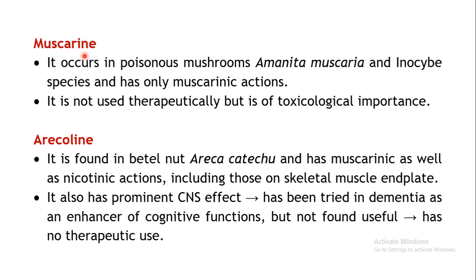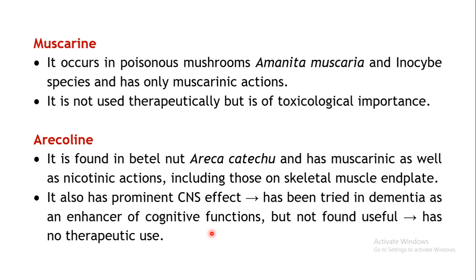Then the next is muscarine. It is obtained from the poisonous mushrooms Amanita muscaria or Inocybe. It's actually only of toxicological importance. Arecoline is obtained from the betel nut Areca catechu, and it also produces all the muscarinic as well as nicotinic effects. This also has prominent CNS effects, because of which it is tried in the treatment of dementia, wherein the person has a problem with memorizing or remembering things. So to enhance the cognitive functions, it could be used.